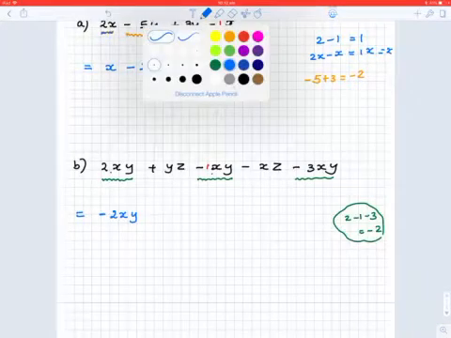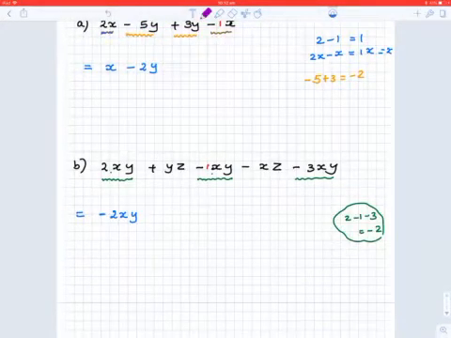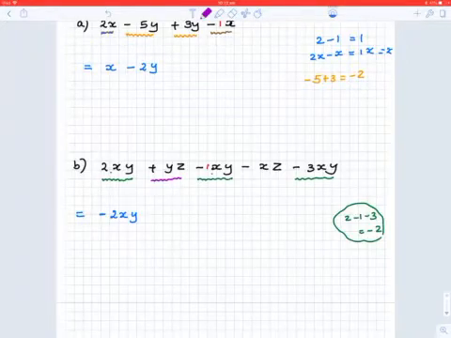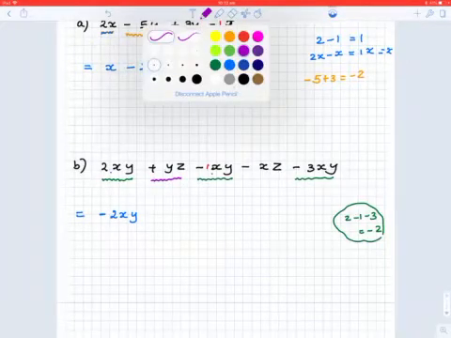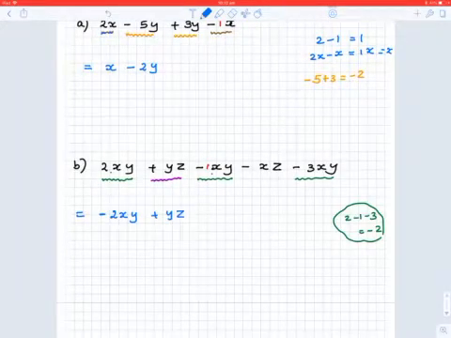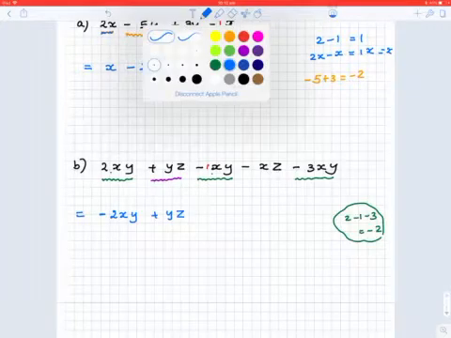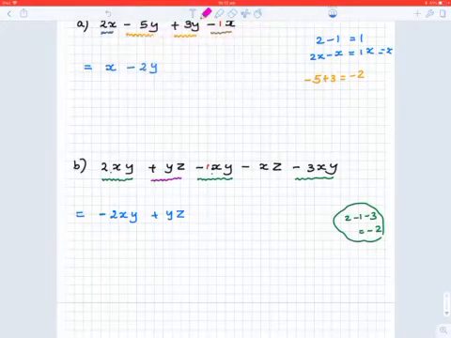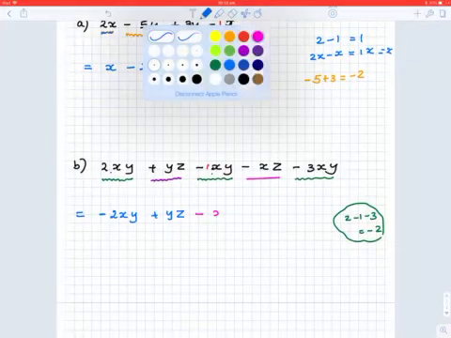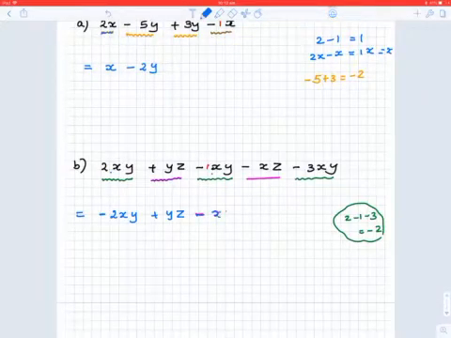Then I need to go for the next term, and this has yz, and there is nothing to group with. We write it as it is. So your answer is just plus yz. Then the last term left is minus xz. This has nothing to group with. We write it as it is. So therefore the answer is this.